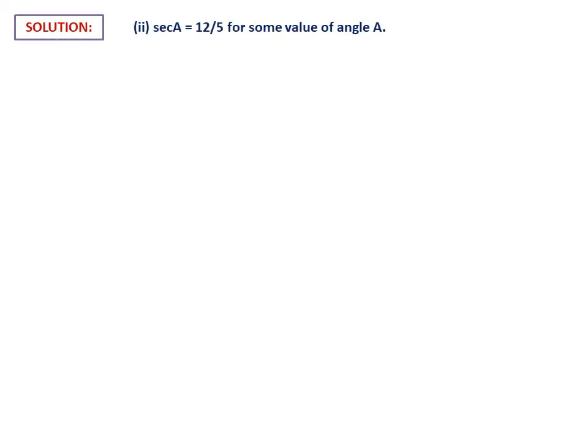Second, secant A equal to 12 by 5 for some value of angle A. Actually, this is true. Let me explain why. Take any triangle ABC with B equal to 90. Secant A equal to AC by BA. What is AC? It is the hypotenuse. And remember, hypotenuse is always more than the other two sides. Therefore, more than one is possible.